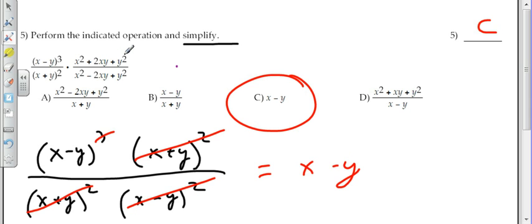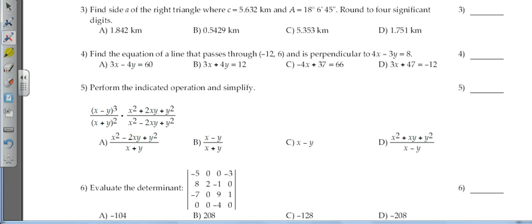Right. Now the front of your book is going to tell you that x squared plus 2xy plus y squared is x plus y squared, right? So that shouldn't be a mystery to you. But it probably will be.